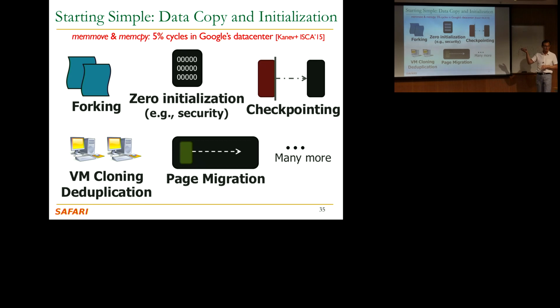And the same Google paper that I mentioned earlier basically showed that 5% of the cycles in Google's entire data center is spent on these two system calls, memmove and memcopy. I think that's a large number for two system calls. This is not all of the page copies. I like this 5% number because sometimes people think this 5% number is not very large. I think it's very large across a large scale.